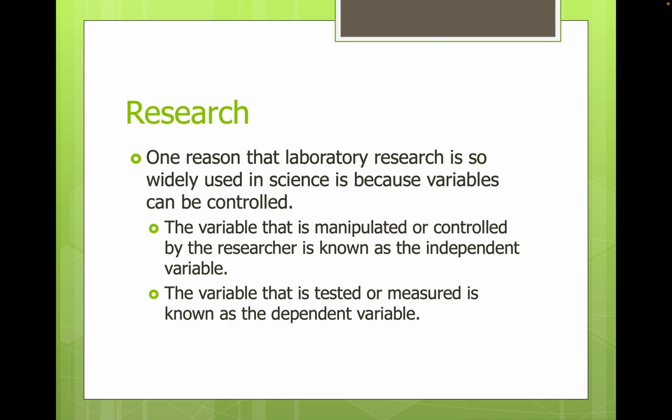One reason that laboratory research is so widely used in science is because variables can be controlled. The variable that is manipulated or controlled by the researcher is known as the independent variable. The variable that is tested or measured is known as the dependent variable.